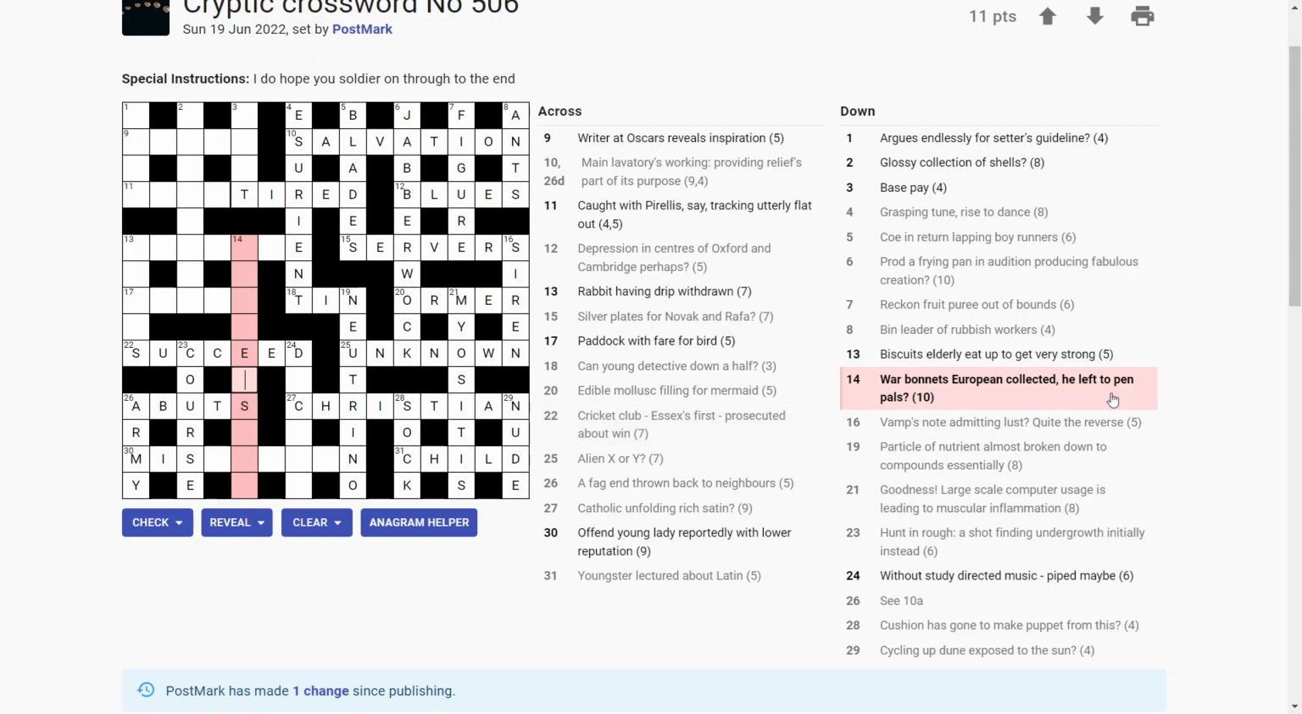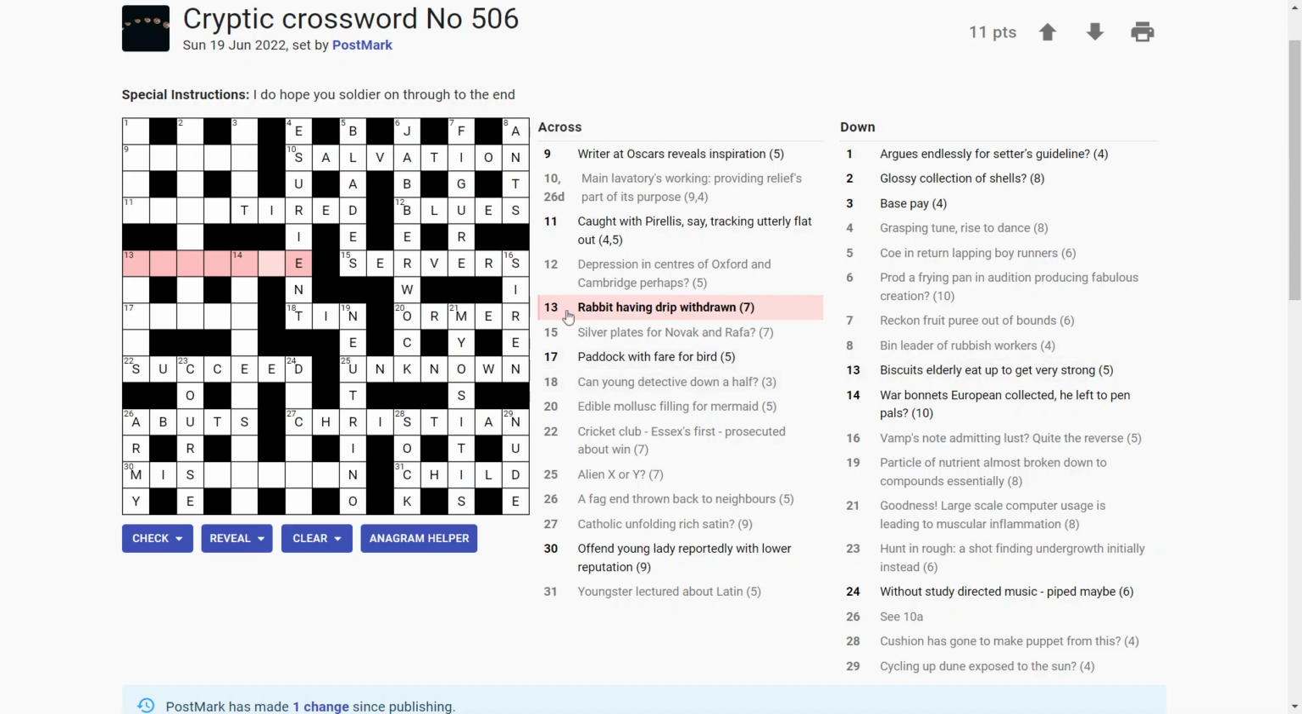War bonnets, European, collected. He left to pen pals. Goodness. So war bonnets is 10 letters. He left. He left could be H-E-L at the end, I suppose. Pen pals. Or. You're definitely winning on this one, Postmark. Rabbit having drip withdrawn. Or rabbit can be chat or gas or. I think we're going to have to reveal some letters in a minute.